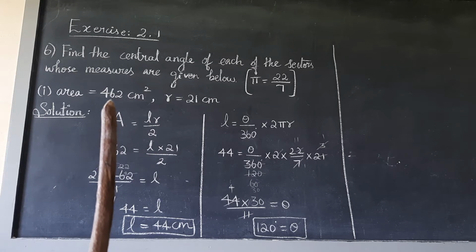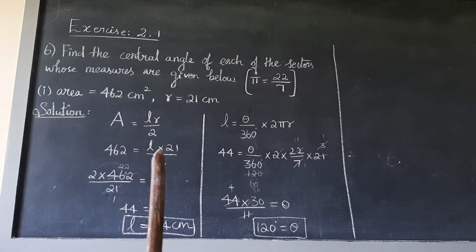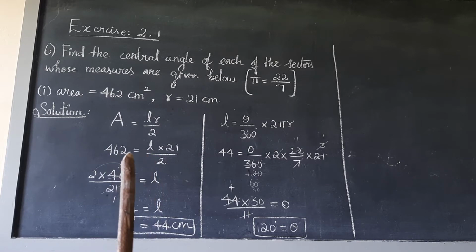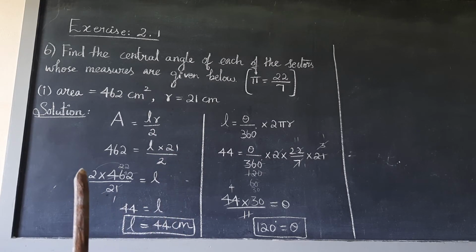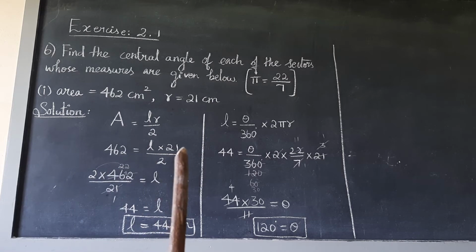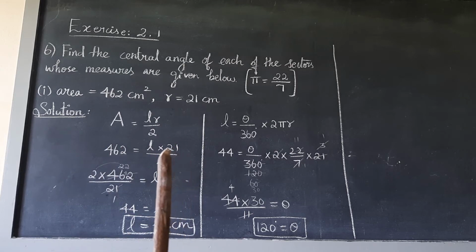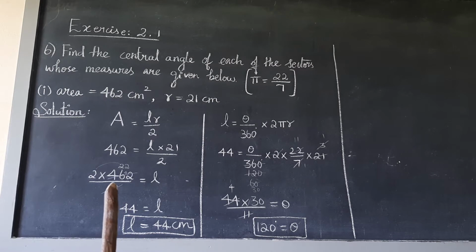Substitute the A value: 462 is equal to L into the R value 21, whole divided by 2. So 462 is equal to L into 21 by 2. 21 by 2 goes to this side and it becomes the reciprocal, 2 by 21. So I cancel 462 by 21.